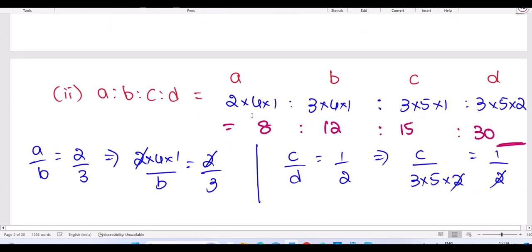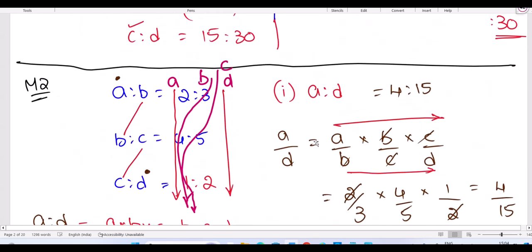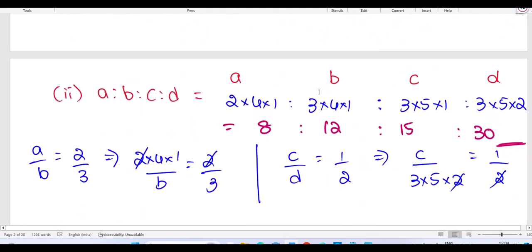You check now. First, see 2 into 4 into 1. B is 3 into 4 into 1, the right side value. Next, C is 3 into 5 into 1. You can see that C is 3 into 5 into 1.